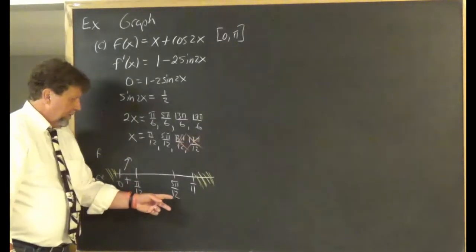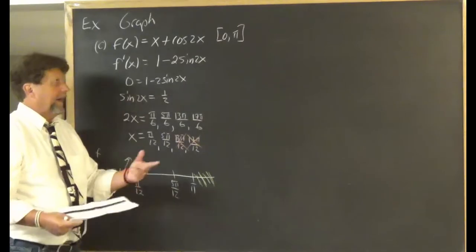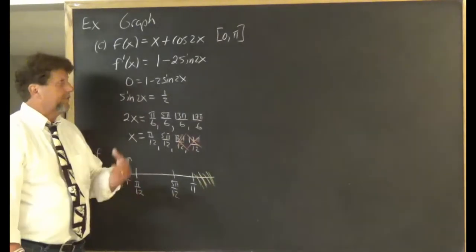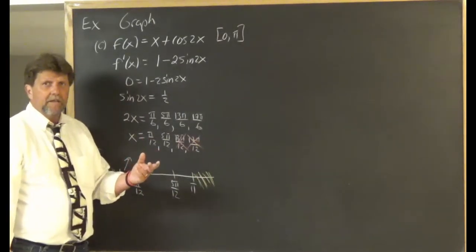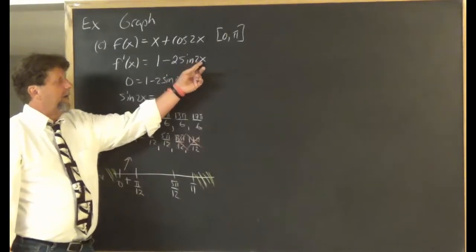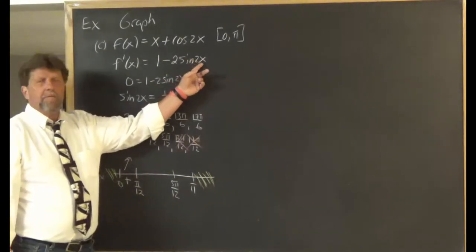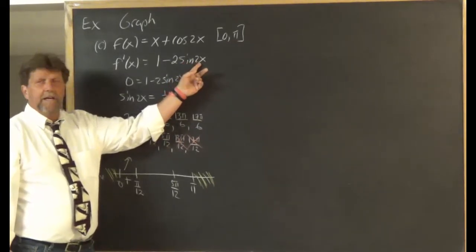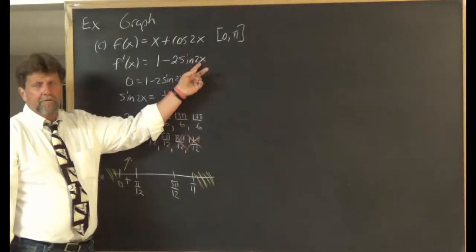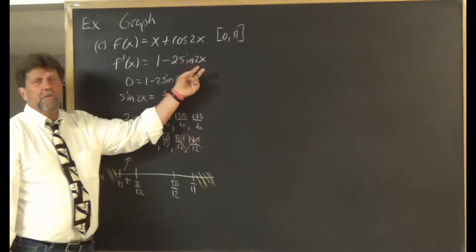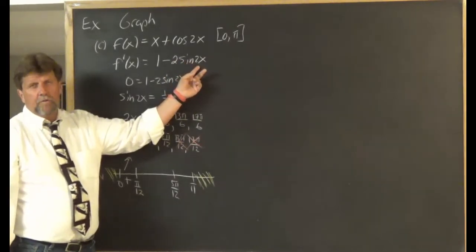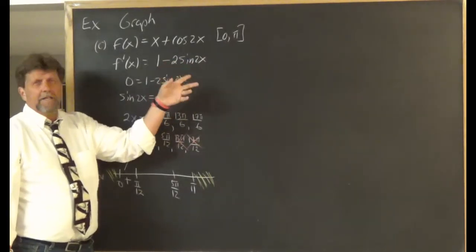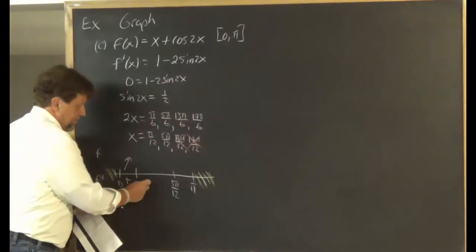Now in pi over 12 to 5 pi over 12, I could actually pick something that I know is in that interval. I could pick pi over 6, and I could put pi over 6 in for x. 2 times pi over 6 is pi over 3. The sine of pi over 3 is square root 3 over 2. 2 times square root 3 over 2 is just square root 3. 1 minus square root 3 is negative.